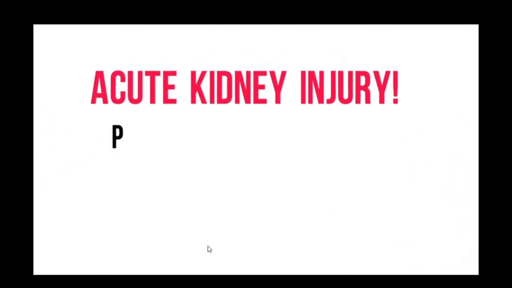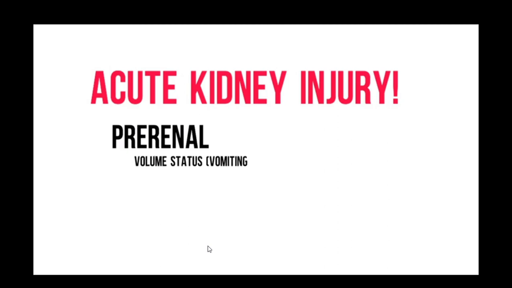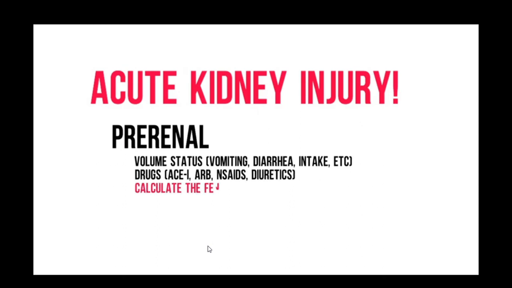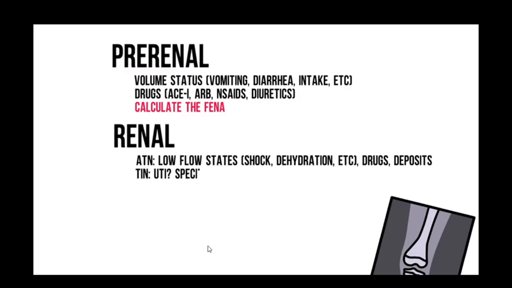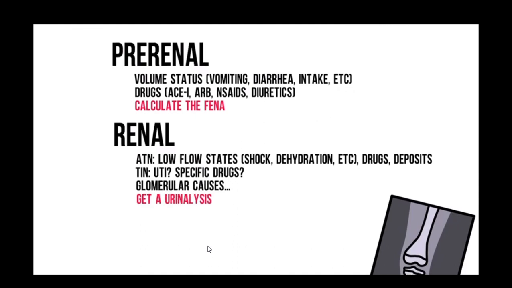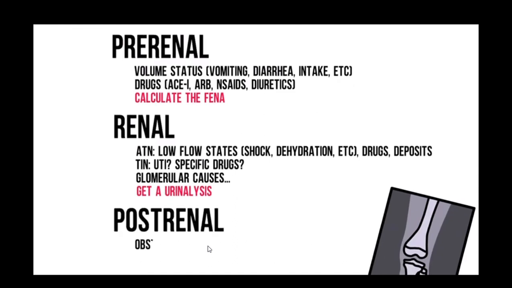In your mind, you already go through the causes. Pre-renal: you want to get a sense of his volume status. So, fluid loss like vomiting and diarrhea or less fluid intake, and drugs like ACE inhibitors, NSAIDs, and diuretics. Let's calculate the fractional excretion of sodium. Renal: ATN, low flow states, drugs, deposits, and TIN, UTI and drugs. And don't forget glomerulonephritis, but we might see that in the urinalysis. Right, get a urinalysis. Post-renal: could he have an obstruction?